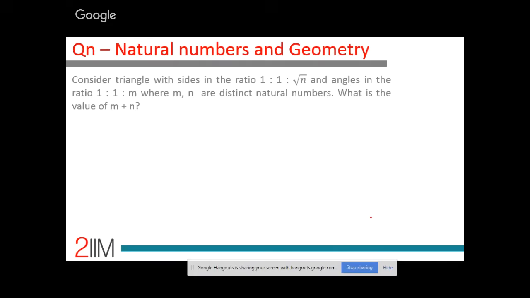So now that you've forgotten about m, what values can n take? 1:1:√n. n can be 1, it can be 2, it can be 3, it can be 4. Only 1, 2, and 3. So forgetting about even angles, there are only 3 possible triangles: 1:1:√1, 1:1:√2, 1:1:√3.